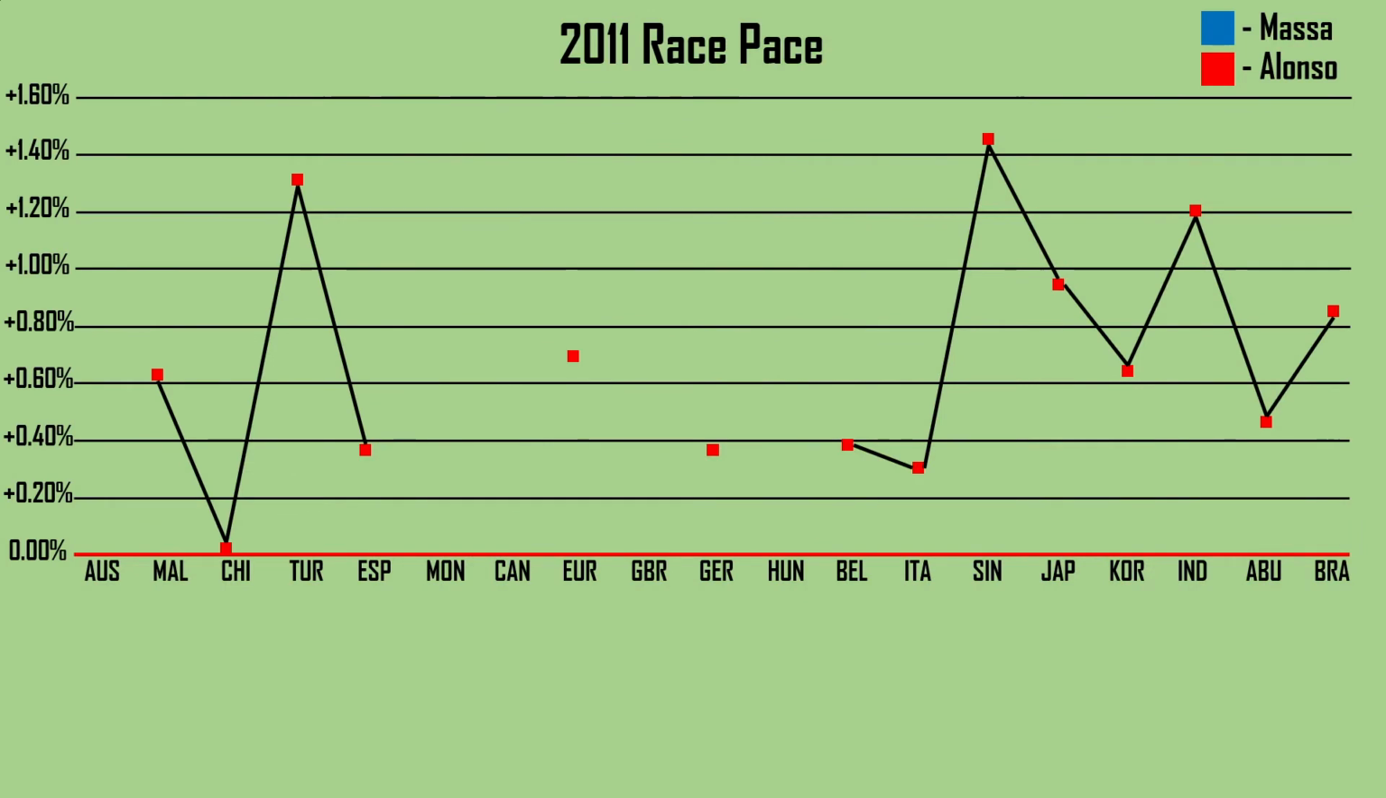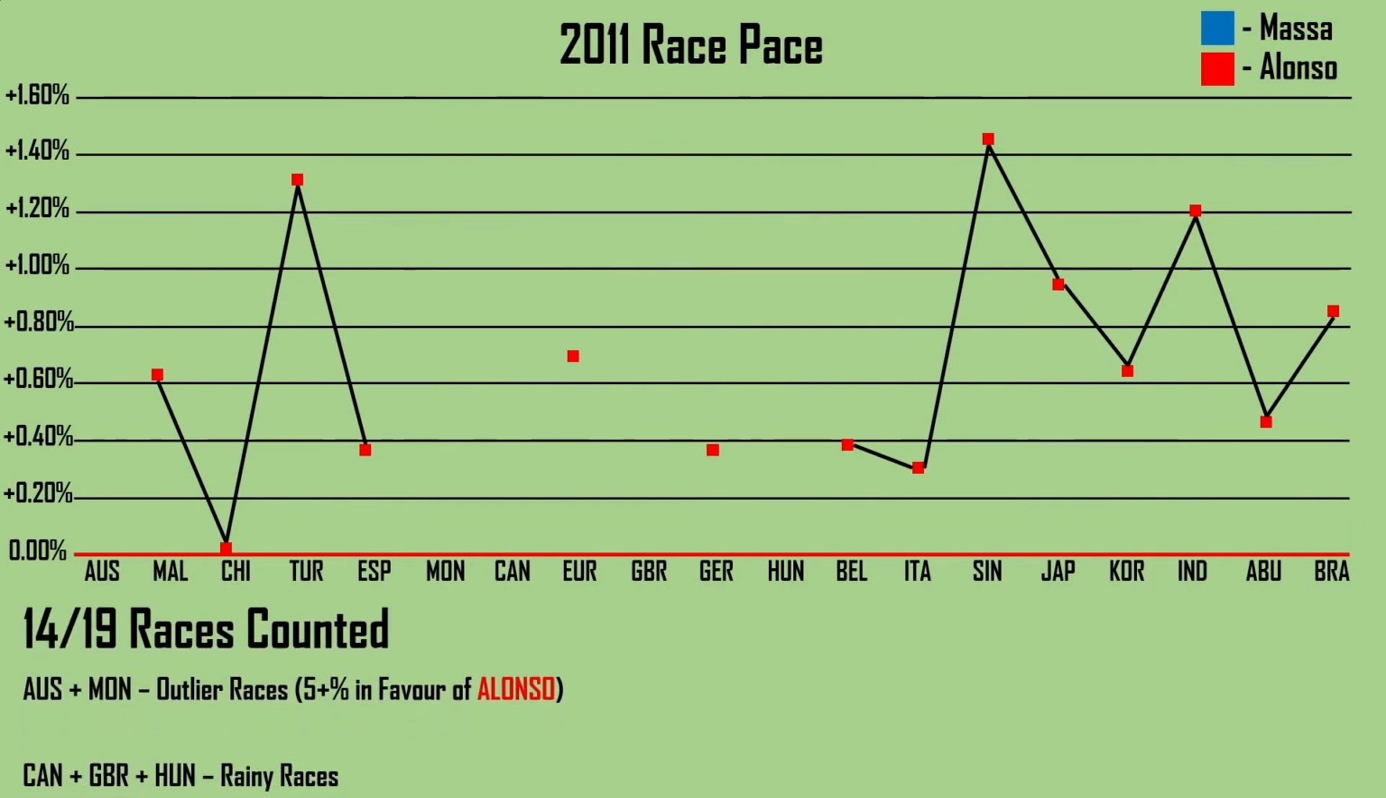And 2011 was much more of a slam dunk year for Fernando Alonso. He absolutely dominated, where there were just 14 out of 19 races that were counted, and in none of the 14 races counted was Felipe Massa ever faster. Australia and Monaco were both excluded as they were in favour of Fernando Alonso by 5+%. This is completely unrealistic in order to obtain an average, with Canada, Britain and also Hungary being excluded because they were rainy races.